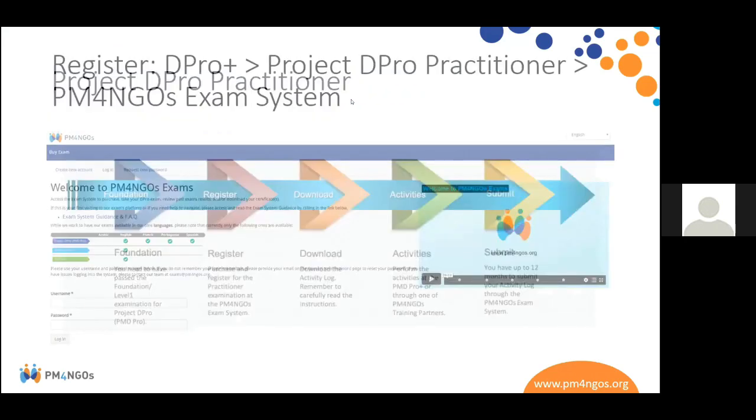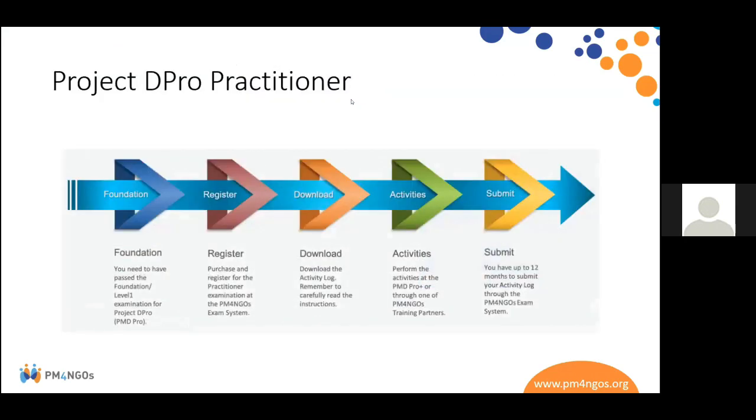Okay, thank you, Edson. So yes, to Abdullah, I put the process there again. So firstly, you need to take the foundation exam. It is the prerequisite requirement, and then you register. When you register, you will be able to download the activity log. And so once you have the activity log saved to your computer or your local files, then you can begin to add the details of all the activities which you are performing to the log. And then, of course, the final step in the process is to actually submit the log for its verification and review by ourselves.